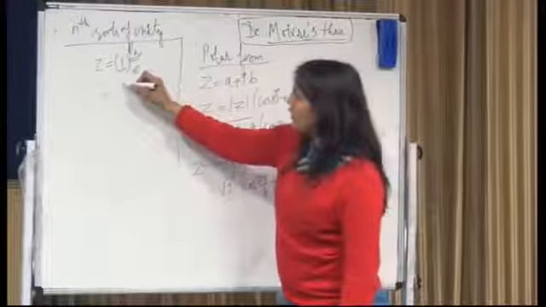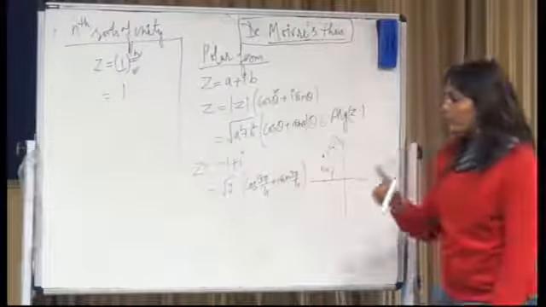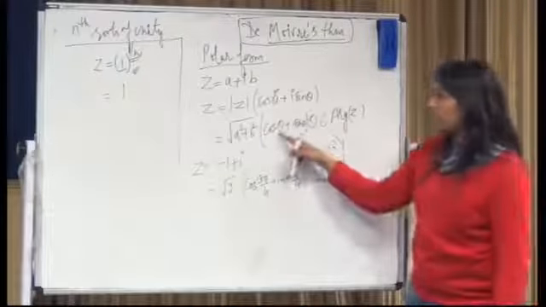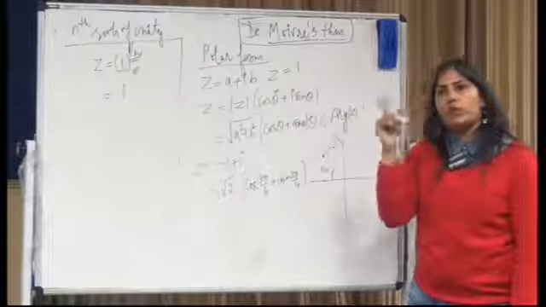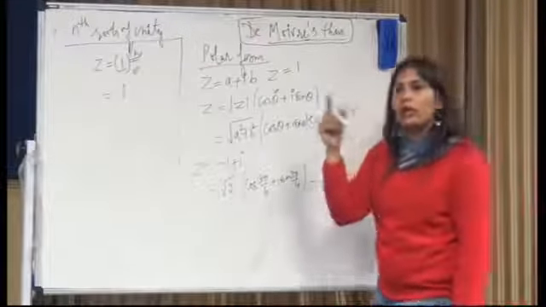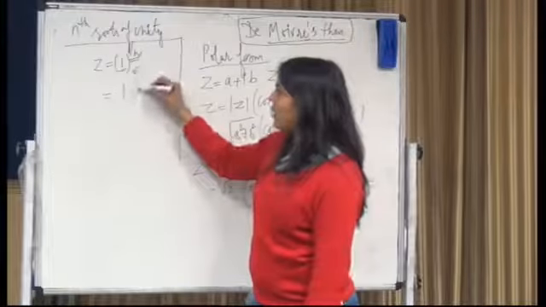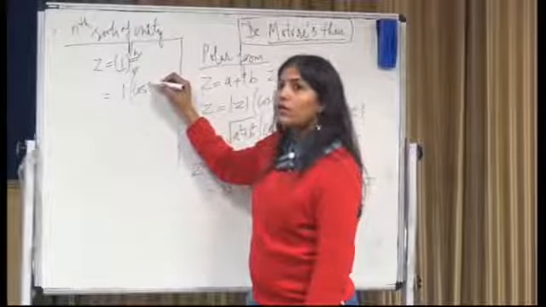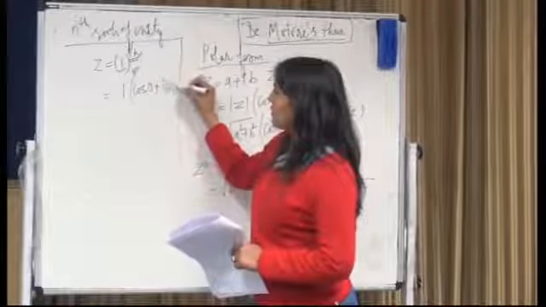So how can you write 1 in polar form? What theta should I take? I am writing this z, basically 1. You can write 1 in polar form easily. So how will you write 1 in polar form? Mod will be 1 and then only one angle. So yes, cos 0 plus iota sin 0.